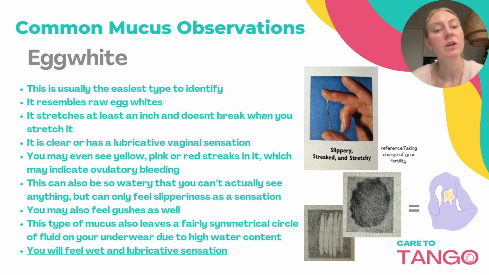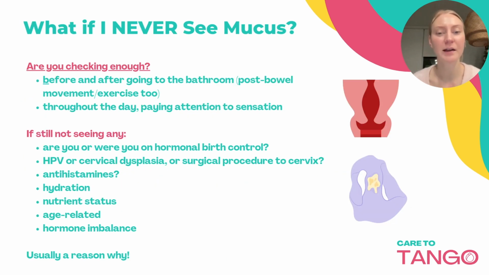This type of mucus also leaves a fairly symmetrical circle of fluid in your underwear due to that really high water content. So if you're looking at your underwear, that helps you determine what you're feeling with the toilet paper. You might see a circle of wetness. If you're seeing more of a streak, like in the picture down below, that might just be some vaginal cell slough. You can clearly see that there's not really much moisture to it, and that can help determine what you're seeing.